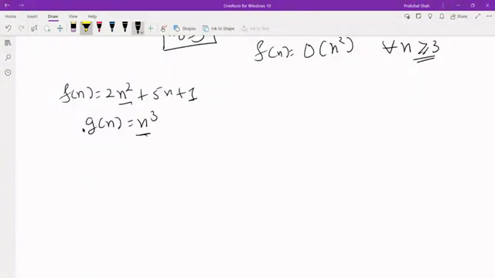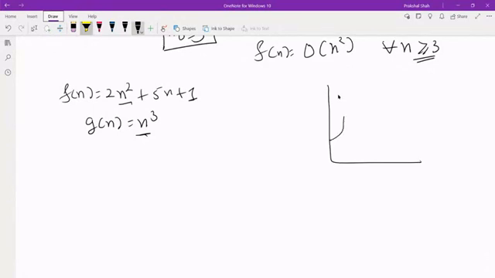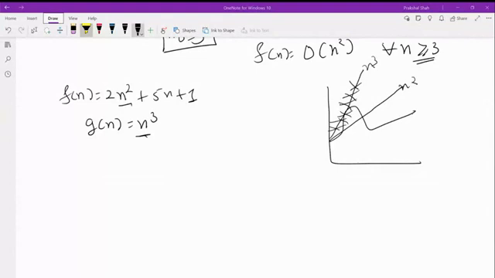Instead of n square, I'm assuming n cube. So will n cube be an upper bound of it or not? See, this is my function, this is my n square, this is my n cube. So this n square is also your upper bound, and this n cube is also an upper bound, but n cube is way larger than your n square, so I should not consider that. Yes or no?